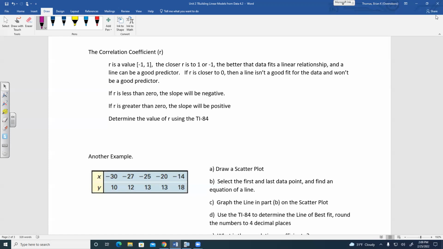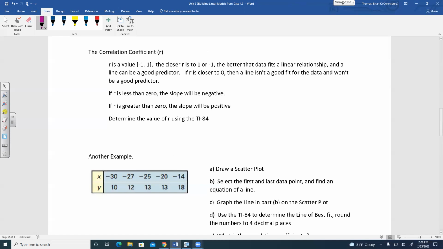If R is less than 0, in other words, if R is negative, the slope will be negative. In other words, the graph should be decreasing. If R is greater than 0, the slope will be positive. In other words, the graph should be increasing. So what I want to do is determine the value of R using the TI-84.